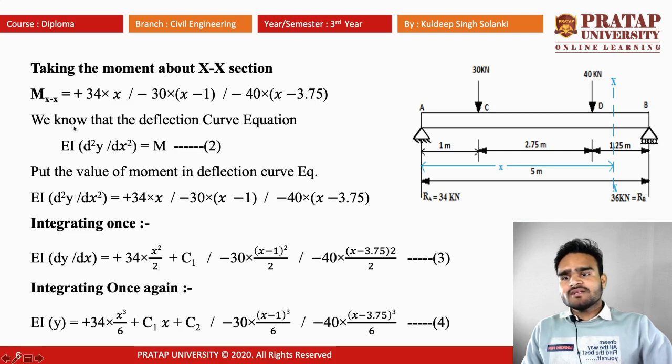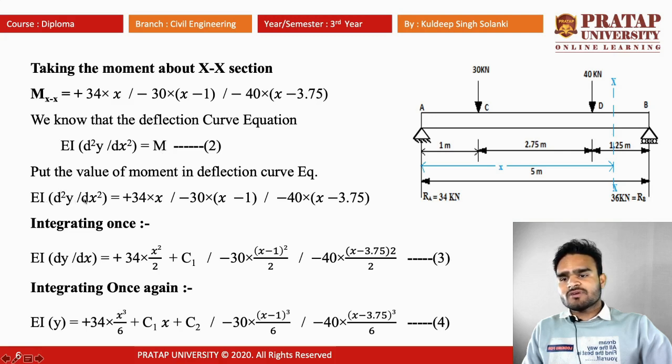This is our moment. So we know that this is our deflection curve equation: E is the modulus of elasticity, I is the moment of inertia, and in both terms we call EI the flexural rigidity. EI d square y upon dx square equals M, where M is the moment. Now put the value of M, the moment from the above equation, and we will get the moment deflection equation.